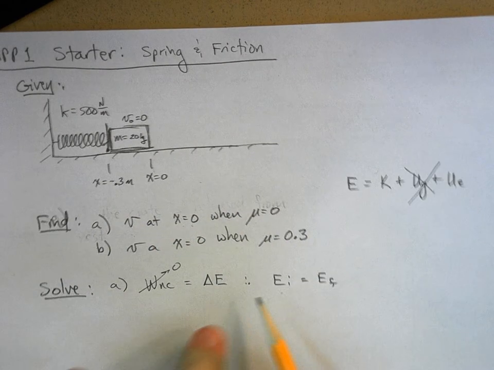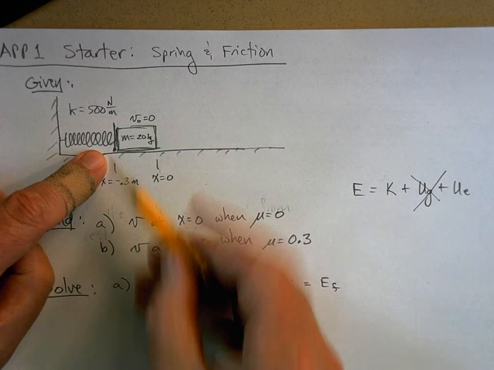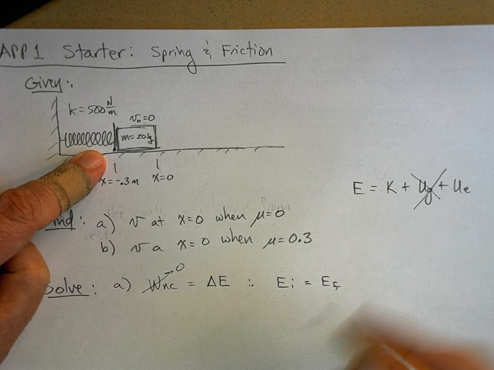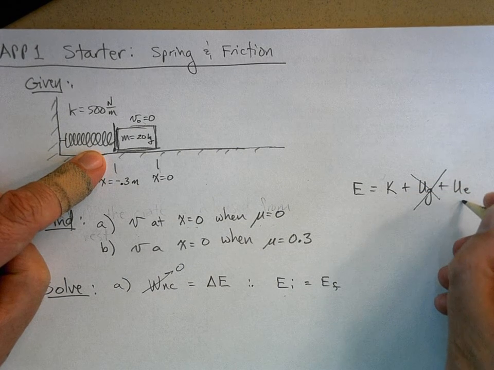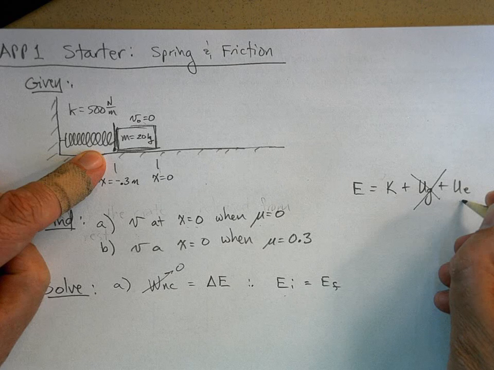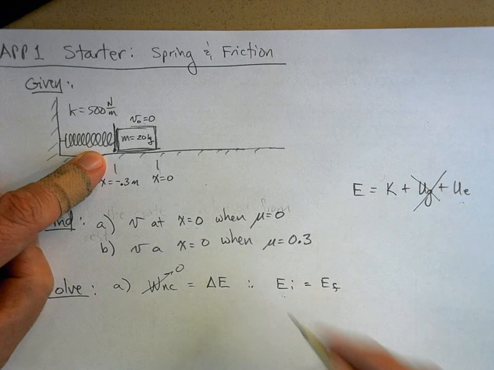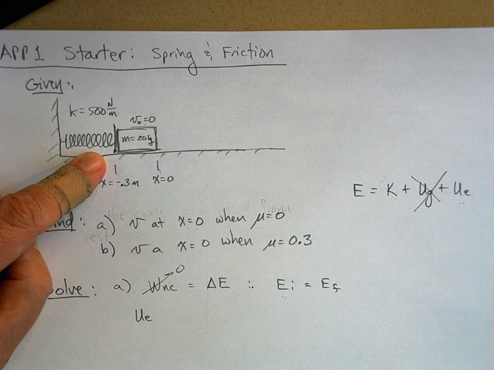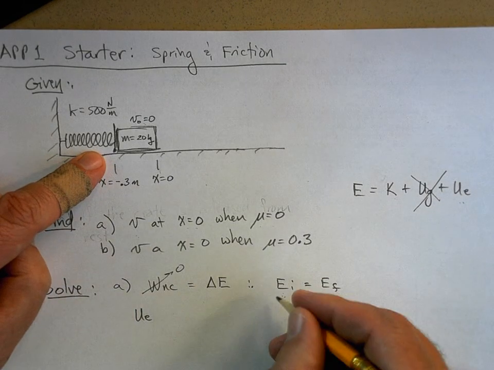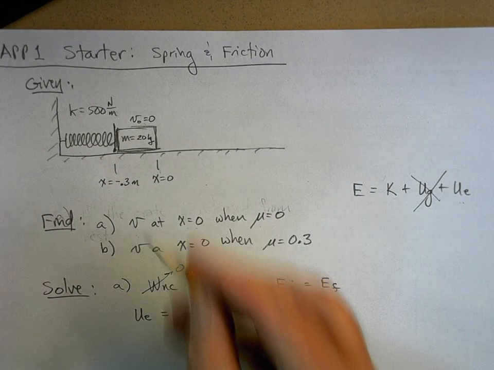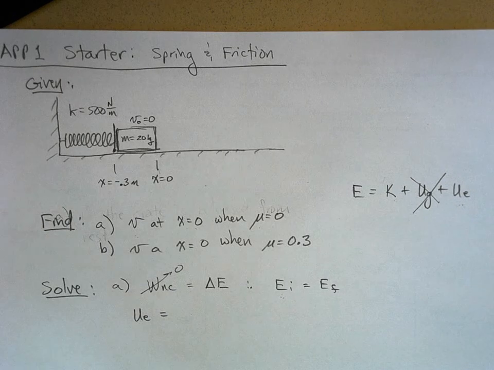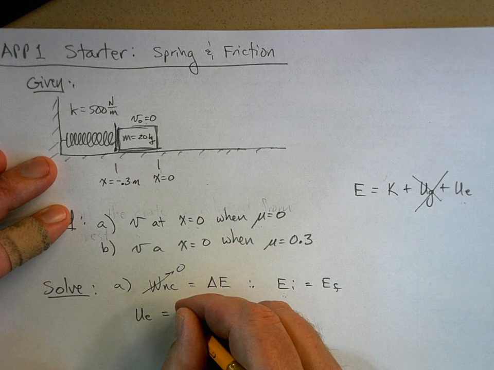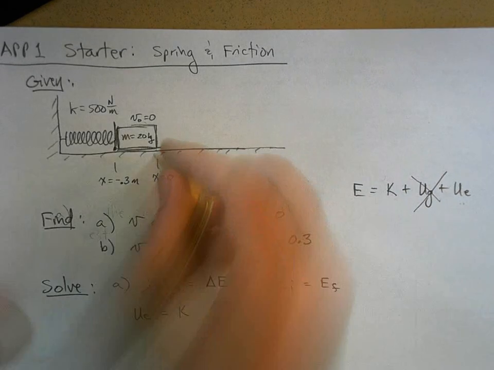And then for the initial energy, it's not moving. The initial velocity is 0, so the initial kinetic energy is 0. So we have no kinetic energy. So all of the mechanical energy, the initial mechanical energy, is elastic potential energy. That's my initial energy. And then once the spring is back at its relaxed position, the energy is now kinetic energy. So that's the kinetic energy there.